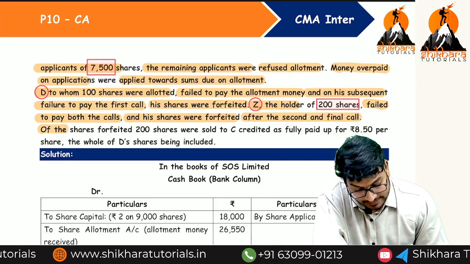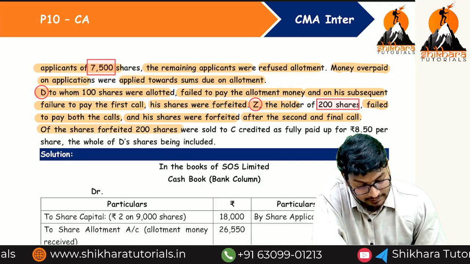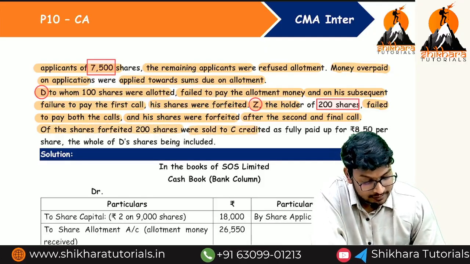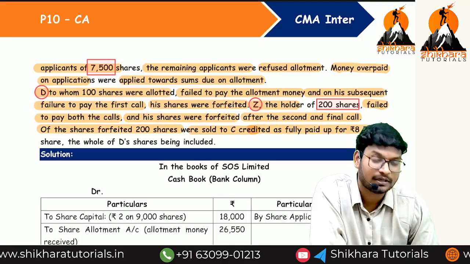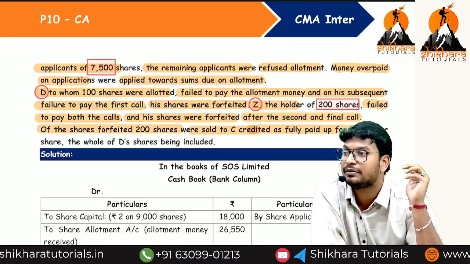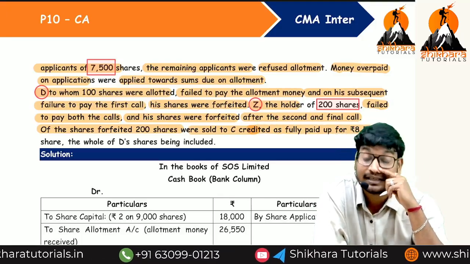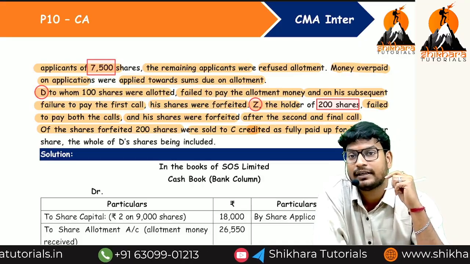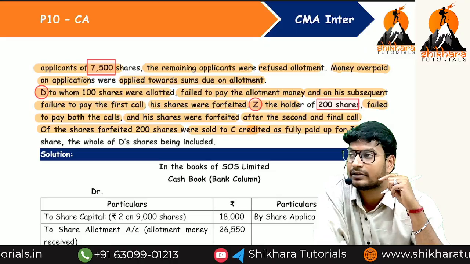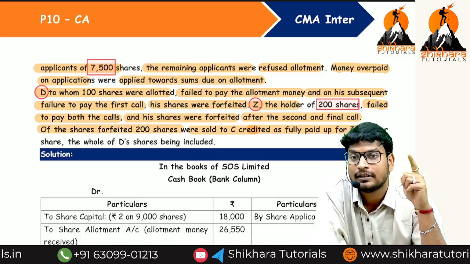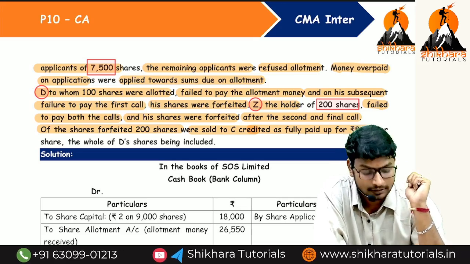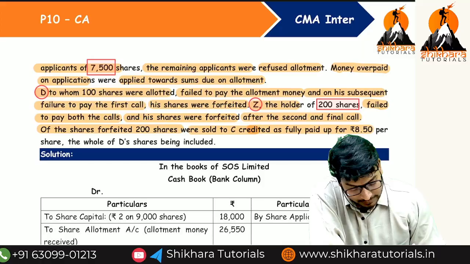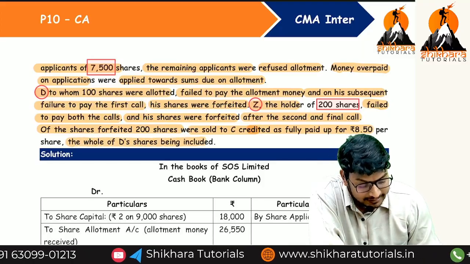Of the shares forfeited, 200 shares were sold to C. They are reissued to C as fully paid up shares of how much? 8.5. What is the face value per share? 10 rupees. But they are reissuing at a discount or at a premium? At a discount. That means how much amount is the loss for us? 1.5. The 2 rupees also we have to include. 1.5 only we have to include. The whole of D shares being included.